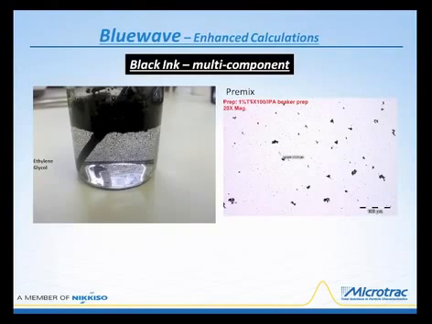Now let's move on to the blue wave. As I mentioned, the blue wave has enhanced calculations, and one of the things that the Microtrac is quite capable of doing is making measurements of black ink and dark colors. Now the customer in this case had asked us to make the measurements in ethylene glycol.